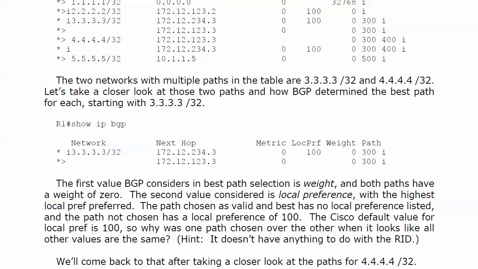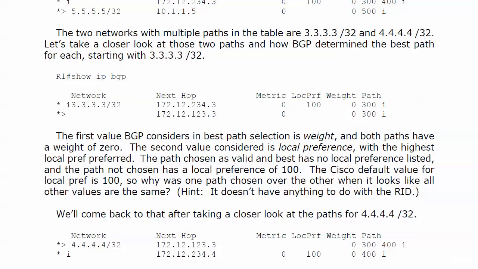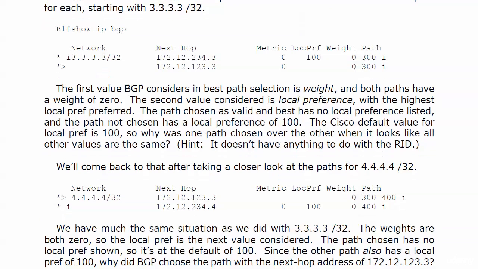We have a full section coming up on local preference in a couple of labs, and the number 100 will be burned into your brain, but I just want to introduce that now because we need to know that local preference is a tie as well. So why was one path chosen over the other when it looks like every single value is the same? We'll come back to that, as a famous detective used to say, after taking a closer look at the paths for router 4's loopback. And we really have the same situation.